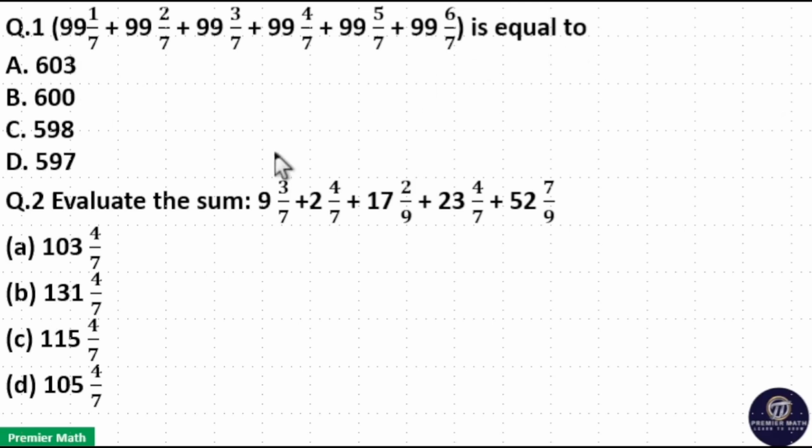Evaluate the sum of the given numbers. Here, to evaluate this mixed sum, first take the sum of the given integers. Here, the integers are 99 repeated 6 times. So, take the sum of integers.